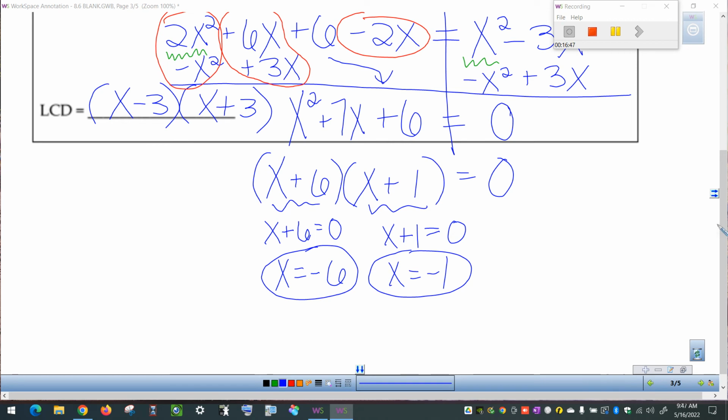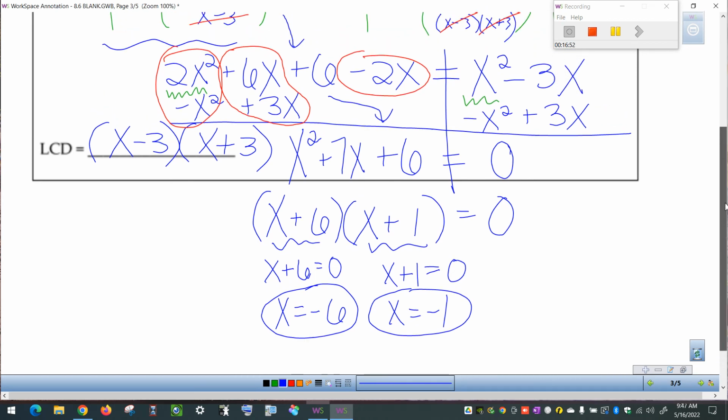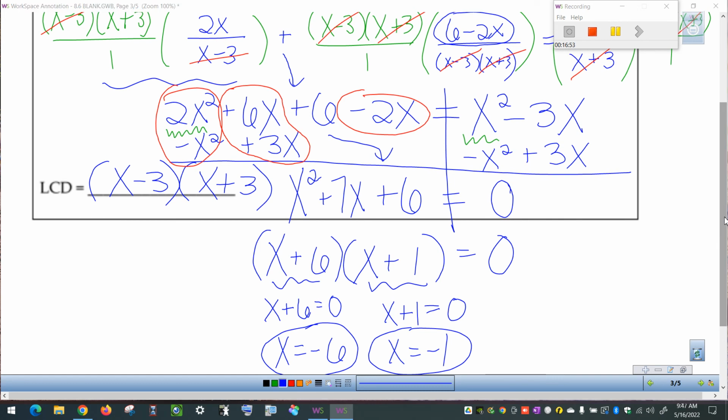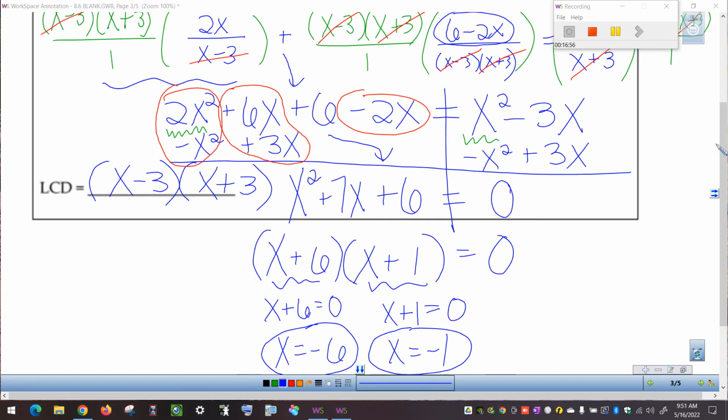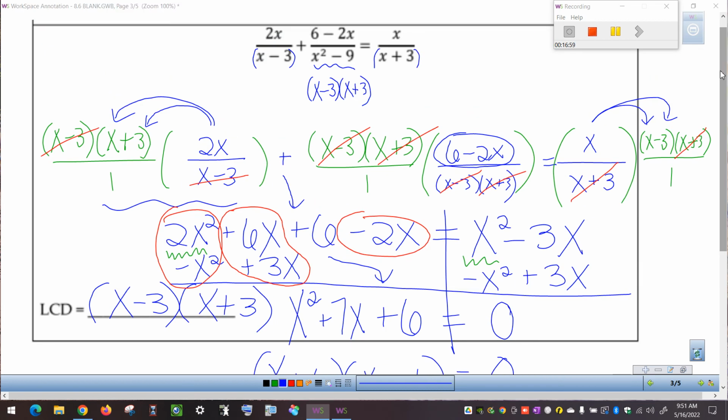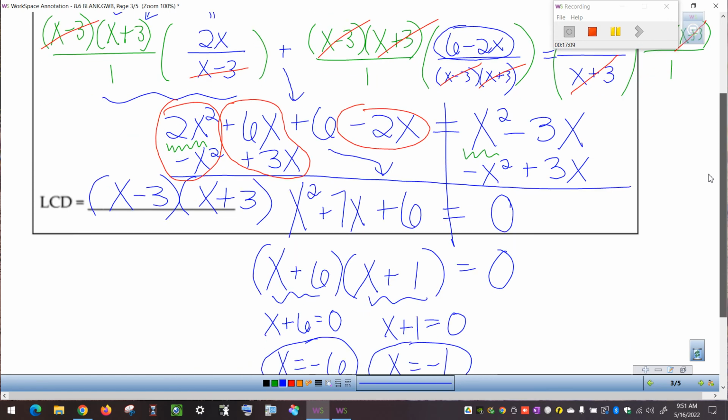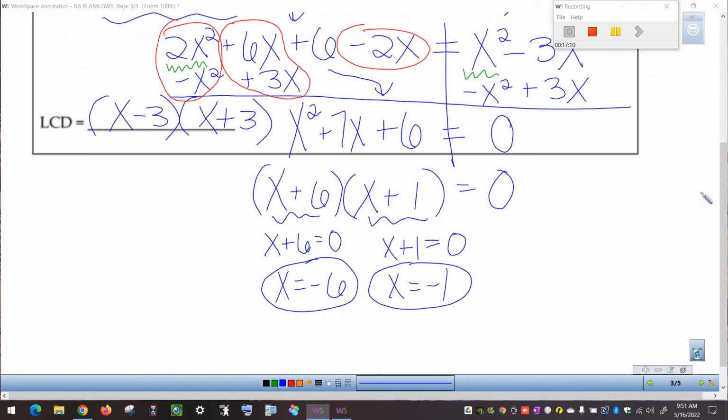It looks like both of these answers are going to be just fine, because if we go back and look at the original problem, the only values that could make the denominator 0 would be if x was 3 or if x was negative 3. So those are the only restricted values. We did not get either one of those for our answer when we solved it out. So we don't have anything extraneous. We just have two answers, both negative 6 and negative 1.